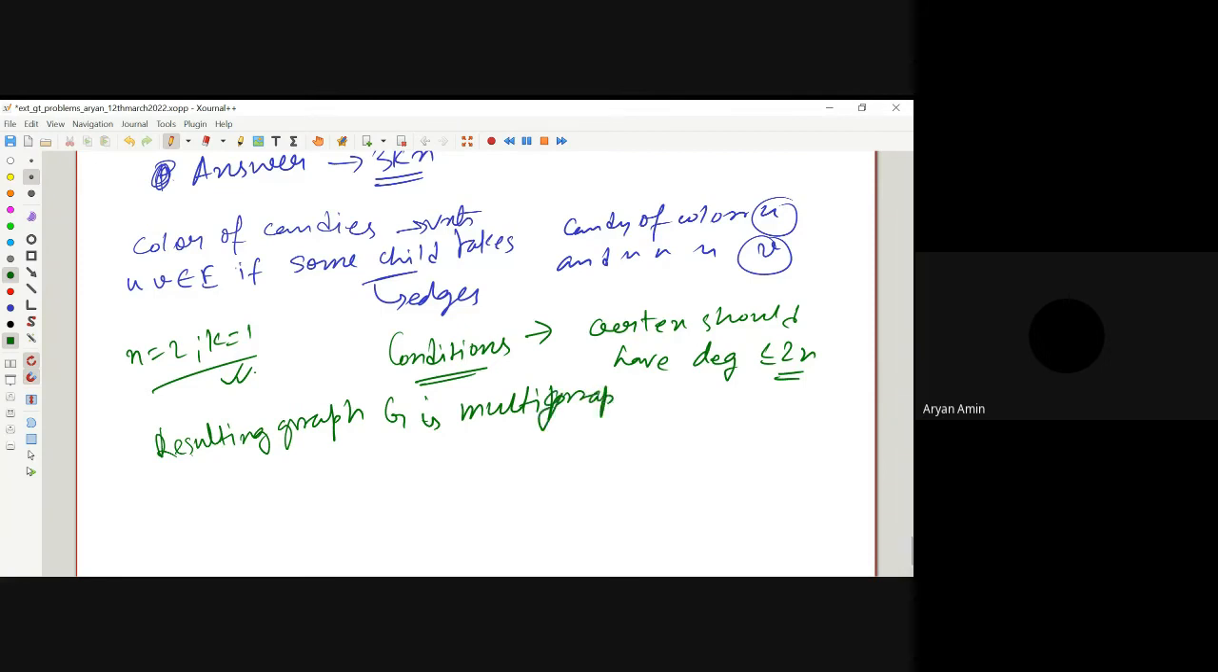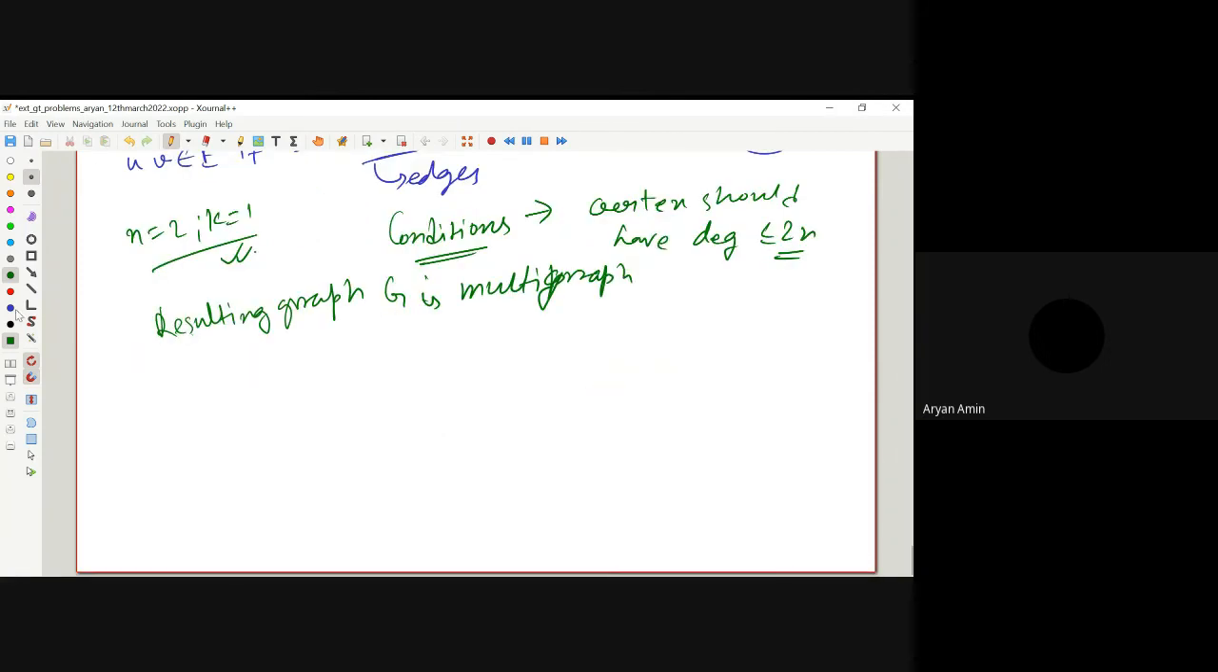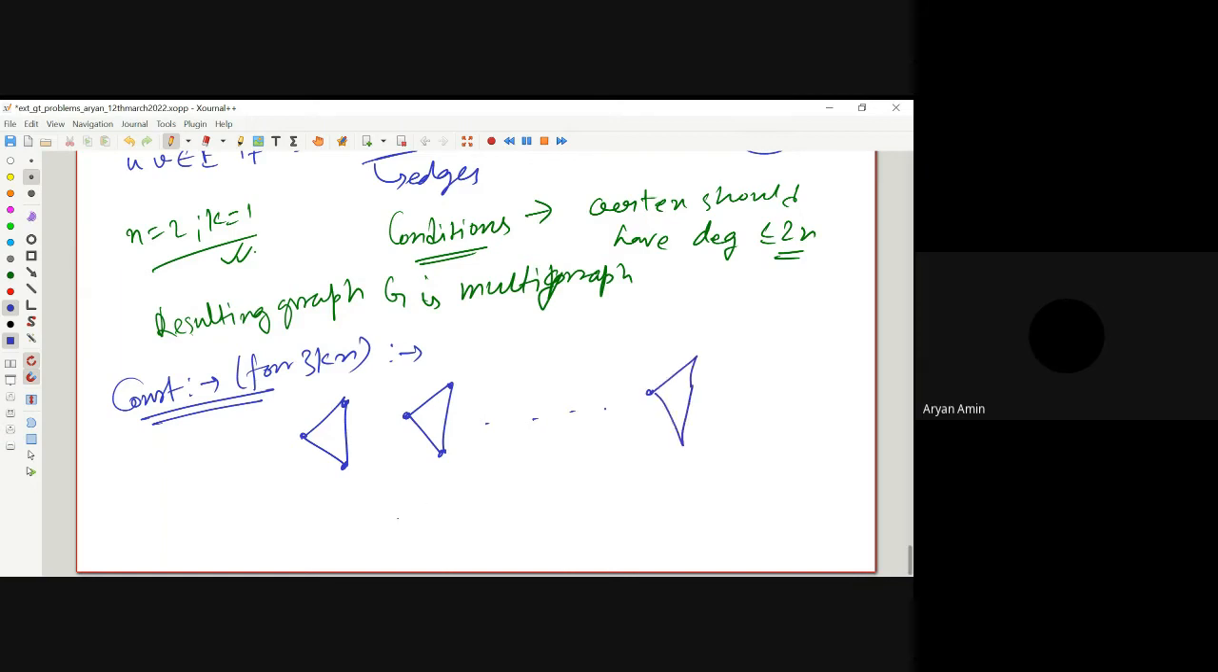Multigraph, sorry. And what will be the construction for 3kn? That will be just you take k triangles, right? And every edge of the triangle has multiplicity n. Okay, does this make sense? So do you see how we have 3kn?